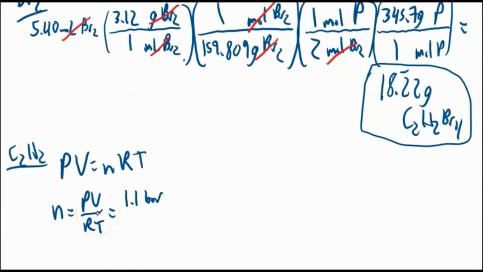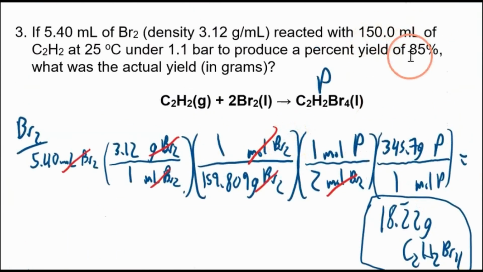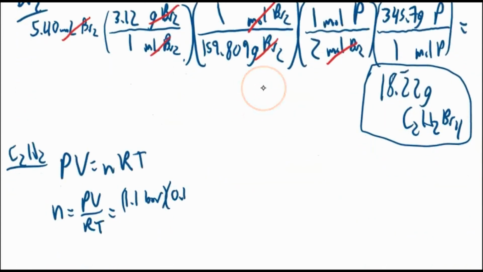1.1 bar, and our volume is 150 mL. I'm going to put this into liters, so move the decimal over 3, 0.1500 L, in order to divide by 1,000. Now, R is our gas constant. I'll do the R last because our units have to be in moles.